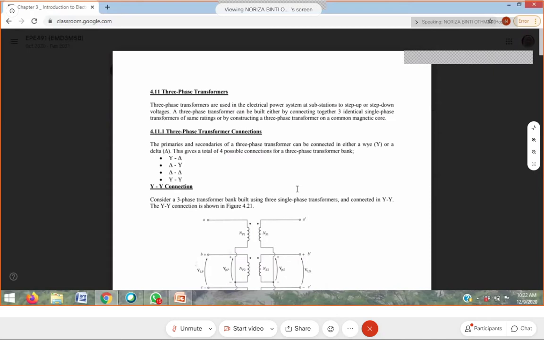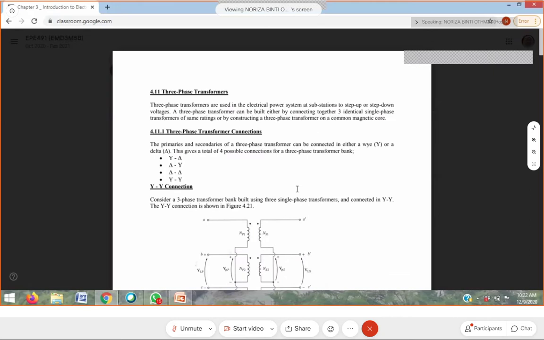So, Y delta means that the first one, the Y, is for primary, so delta will be the secondary part lah. So Y delta, primary Y, secondary delta. And number two, delta Y means that the primary is delta, the secondary is Y. And then delta delta, both are delta lah, primary and secondary. And for YY, both are Y.